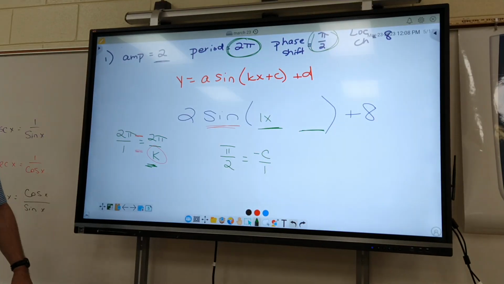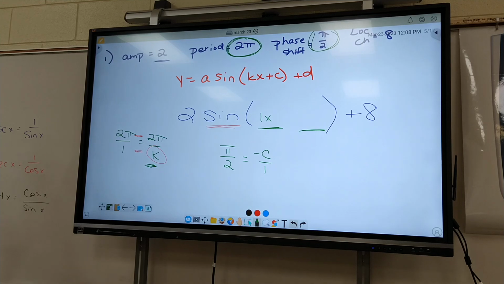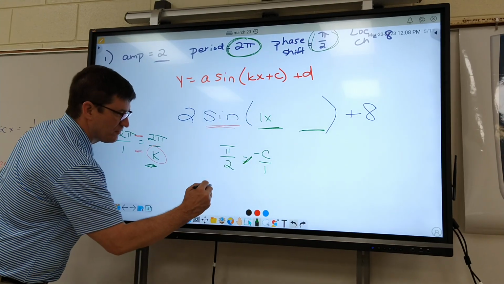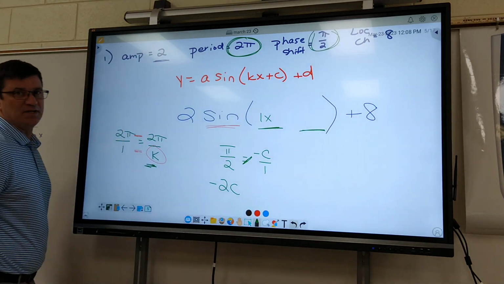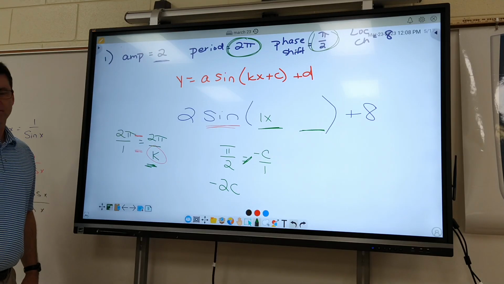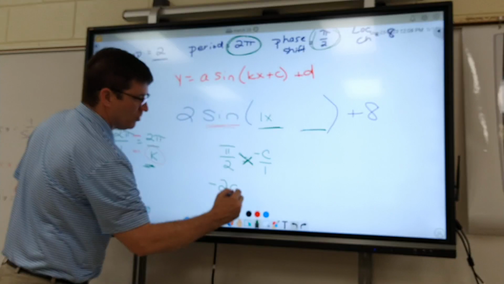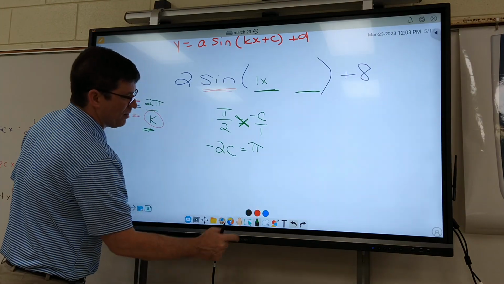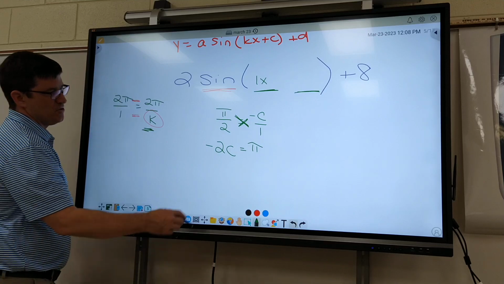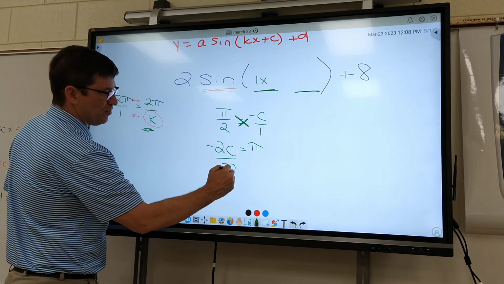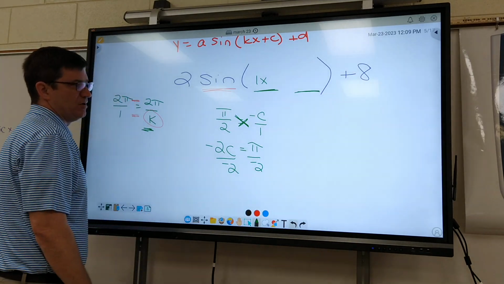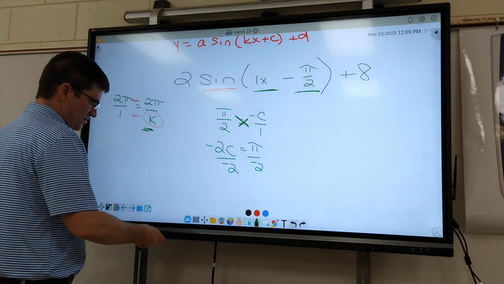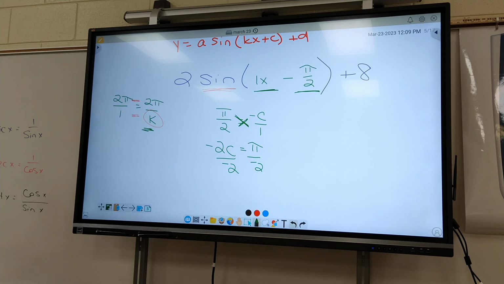This one we have to cross multiply and divide. I don't think you want to try to do this one in your head. Times this way first, you got negative 2 and c. Times this way, 1 times pi just equals pi. Now, how do you know what we divide by? You always divide by what's with the variable. So we're going to divide by negative 2. So I've got a minus pi over 2. It was a negative, so I wrote minus pi over 2.